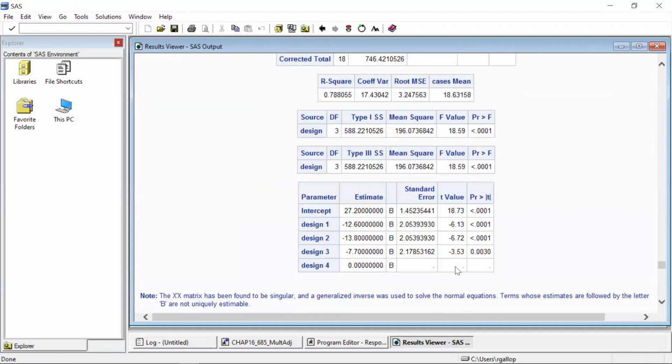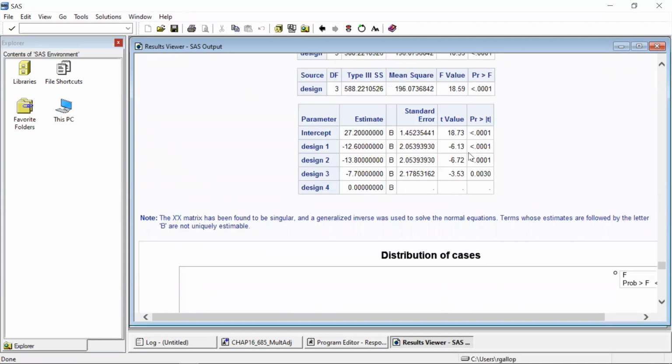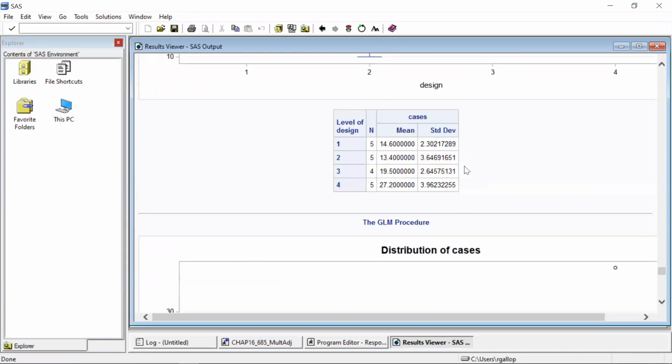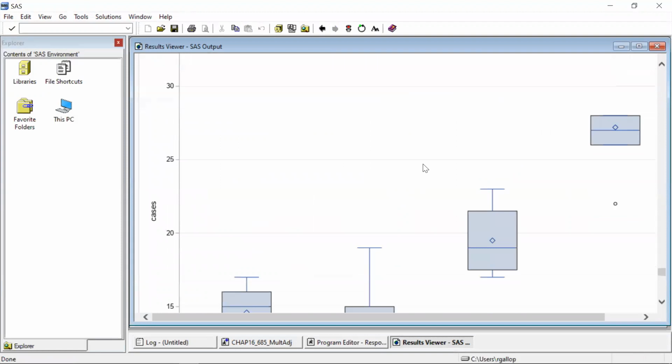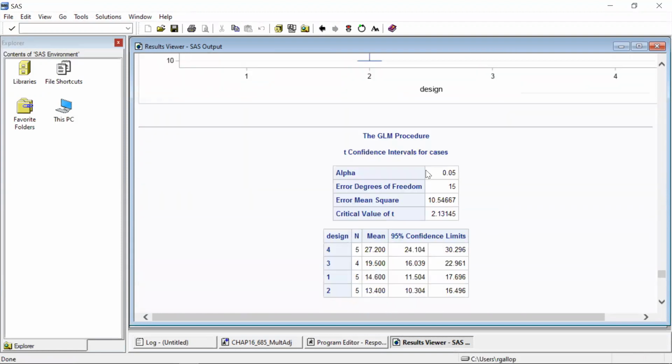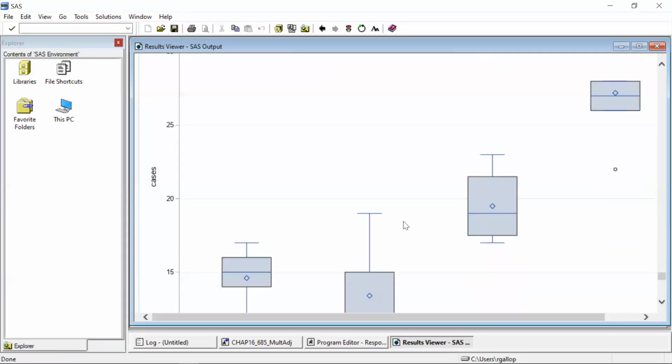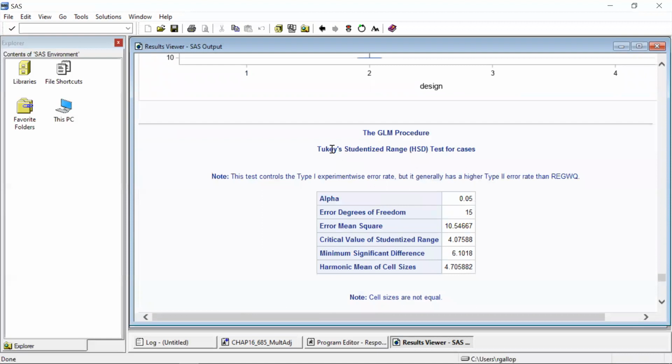Right, our overall ANOVA, so these p-values are unadjusted for multiple comparisons. Here are the cases, the means. Right, so we can go real quick here. Here are the confidence intervals for each of the cell means. Then here is the Tukey adjustment.